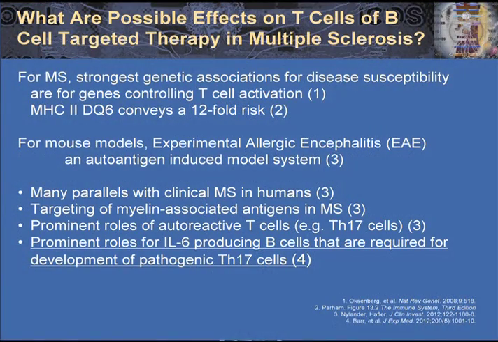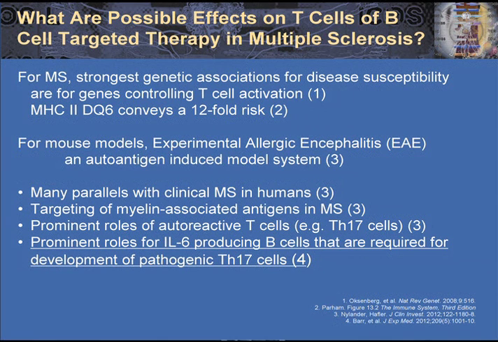To understand the immunologic implications of multiple sclerosis, we should just take a step back and appreciate that the strongest genetic associations for disease susceptibility, and this has been shown in genome-wide scans, are those that are involved in T cell activation. In fact, the MHC class II variant DQ6 conveys a six-fold risk of developing this disease. So this all points towards T cell activation driving the disease.